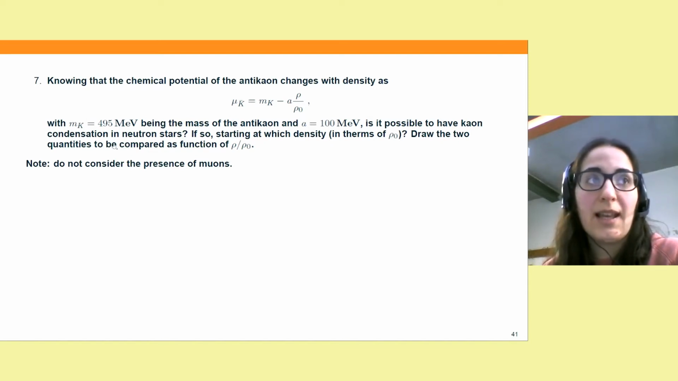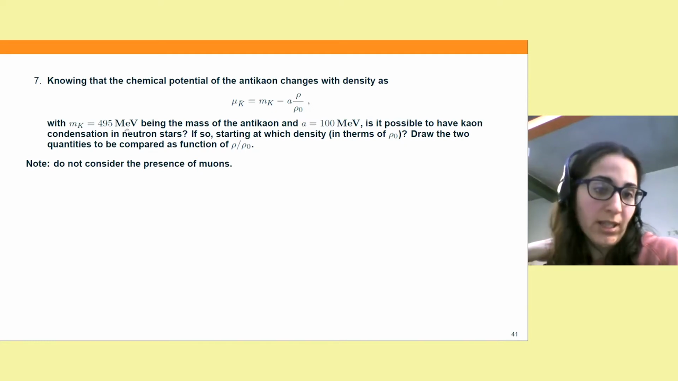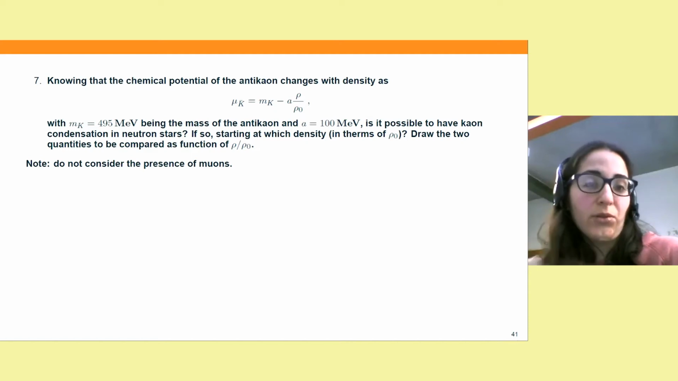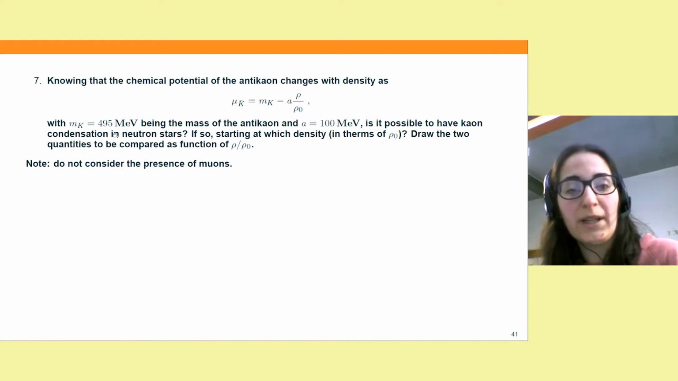If we consider anti-kaons, so K minus, they will help electrons in compensating the charge of the protons. But its mass is much larger than that of the muons. This is almost 500 MeV. So in order for the electron chemical potential to reach this value, this is very high, so this might not happen.